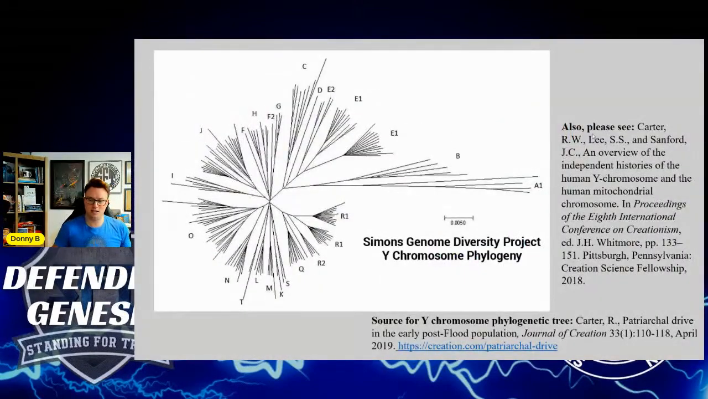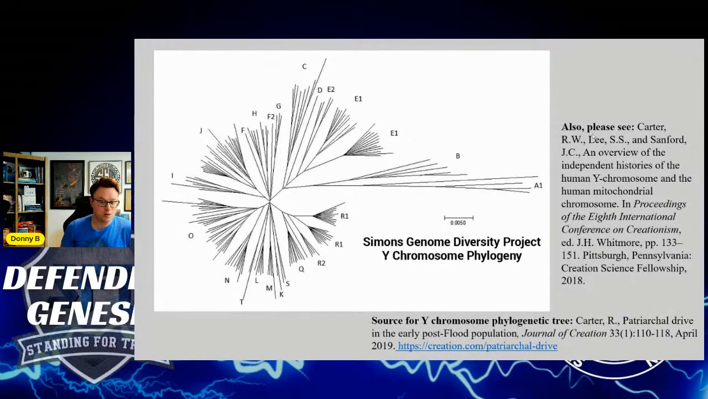And okay, with a little background and setting up for this episode, we're just going to get right into the fun here. Okay, so this right here is a Y chromosome phylogenetic tree. And it is a tree of all the major Y chromosome families in the world.